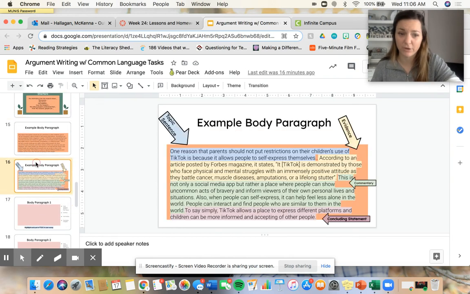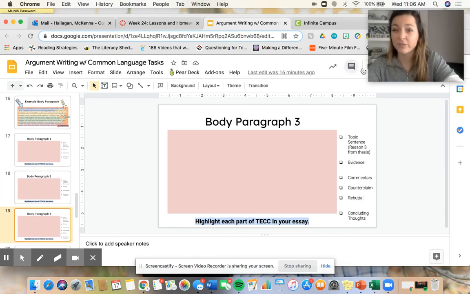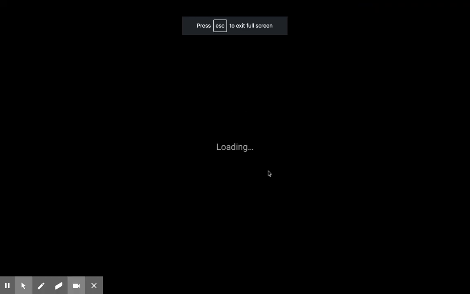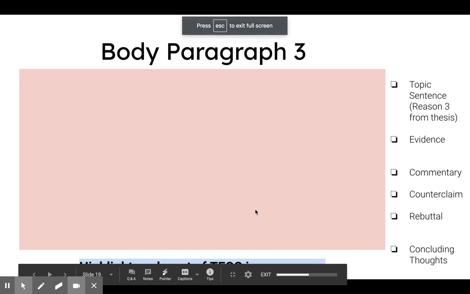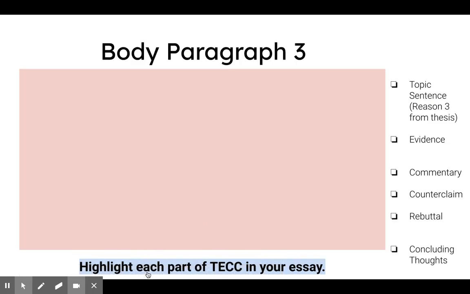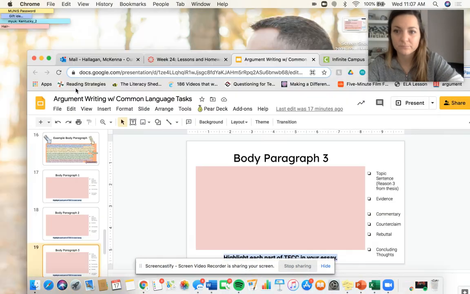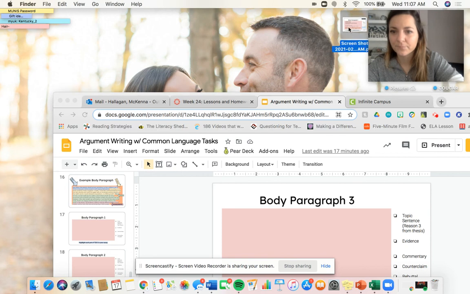An example body paragraph is right here, body paragraph 1, 2, and 3. So we're going to focus on 3 right now. This is the body paragraph where you put in your counter argument. So I'm going to be annotating this for you guys today. So hold on one second. Okay. Why won't it let me? Okay, it won't let me. So I am going to, oh goodness, have to do it this way. Okay.